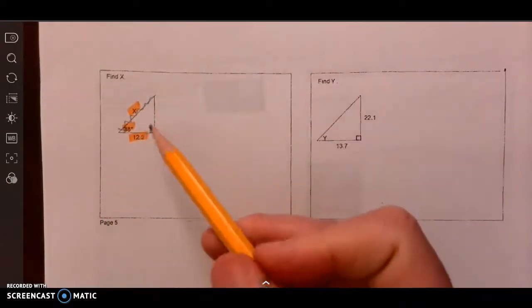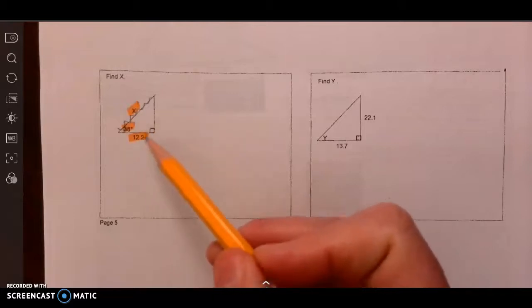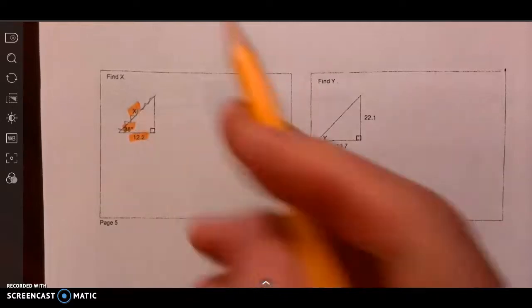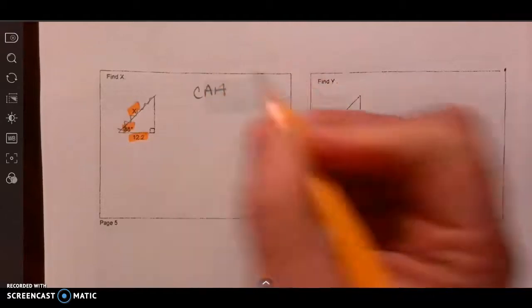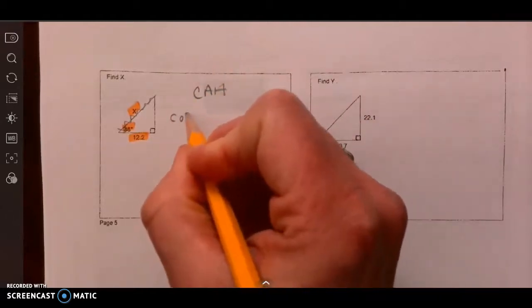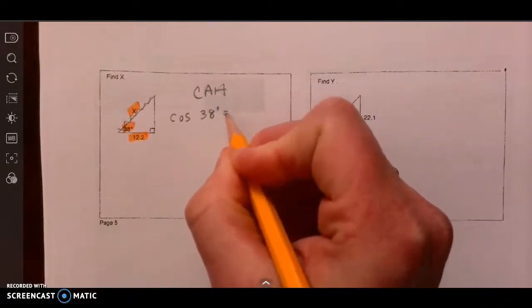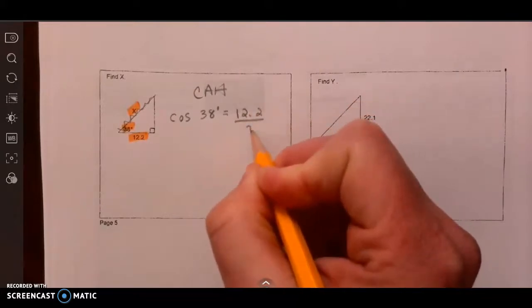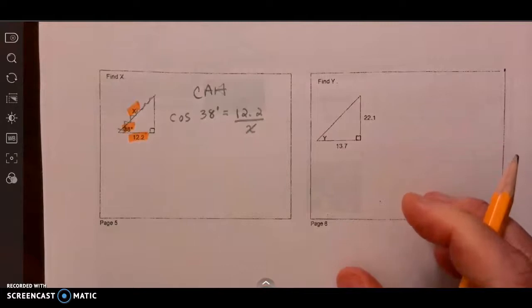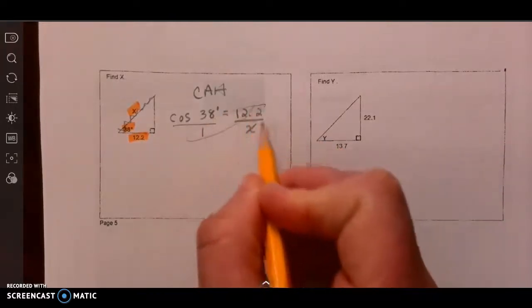And again, I have to determine what type of relationship exists between these three. Between this angle, I have an adjacent and a hypotenuse. So adjacent and hypotenuse is once again cosine. So I write down cosine of 38 degrees is equal to adjacent, which is 12.2, divided by the hypotenuse, which is x. Since I need to solve for x, I'm going to go ahead and cross multiply.